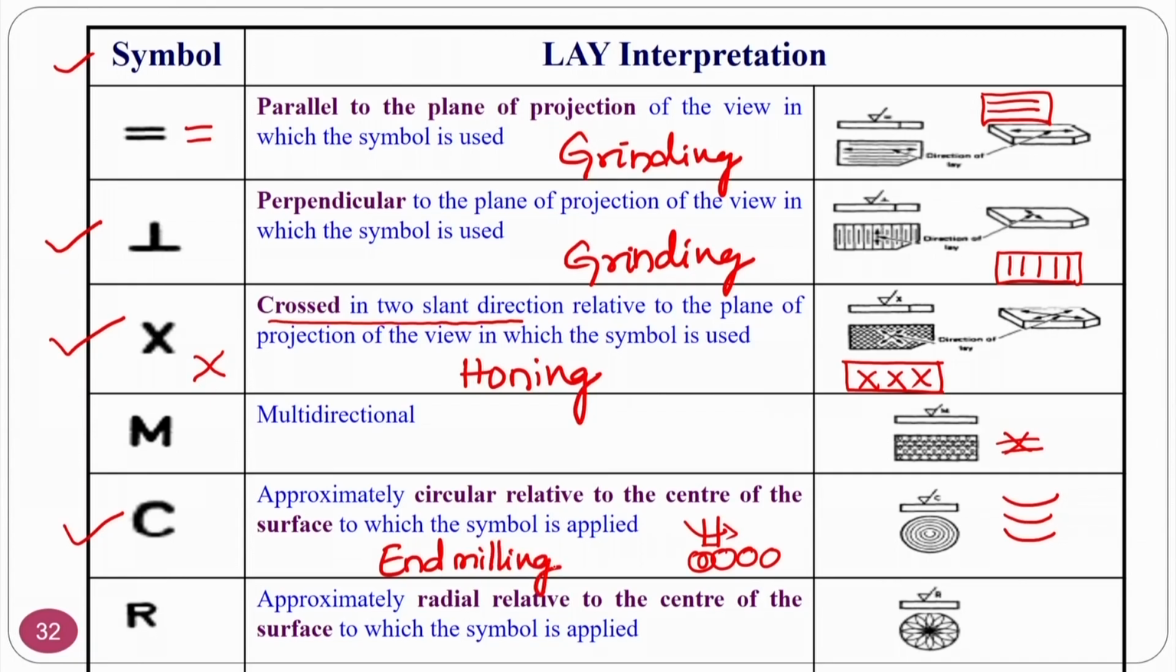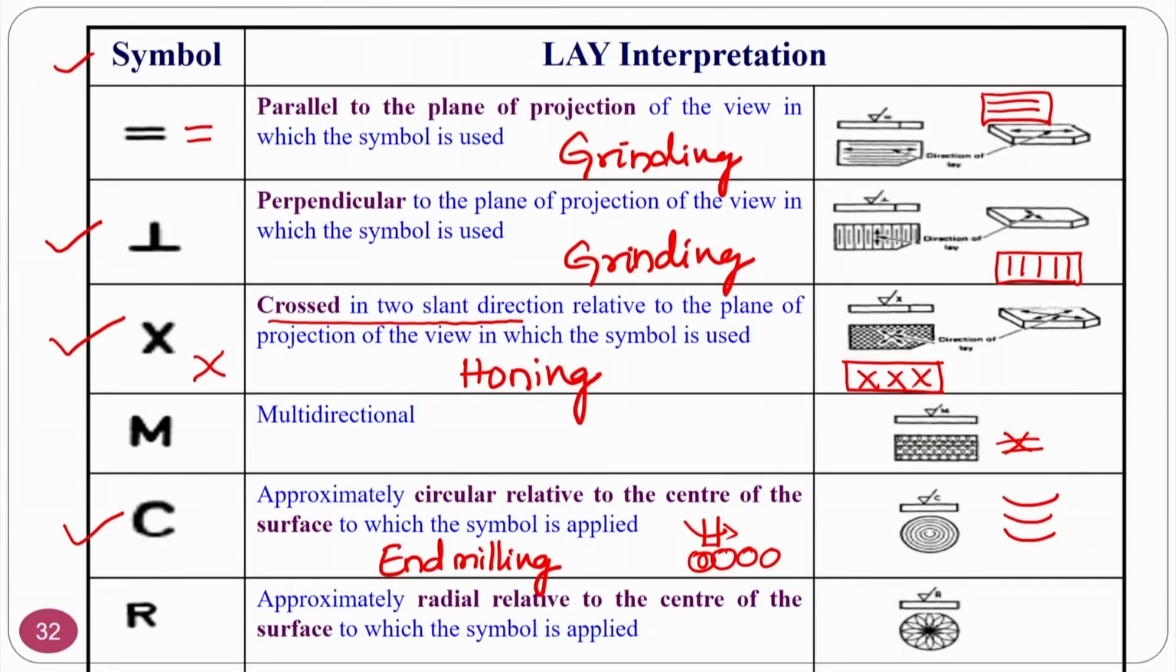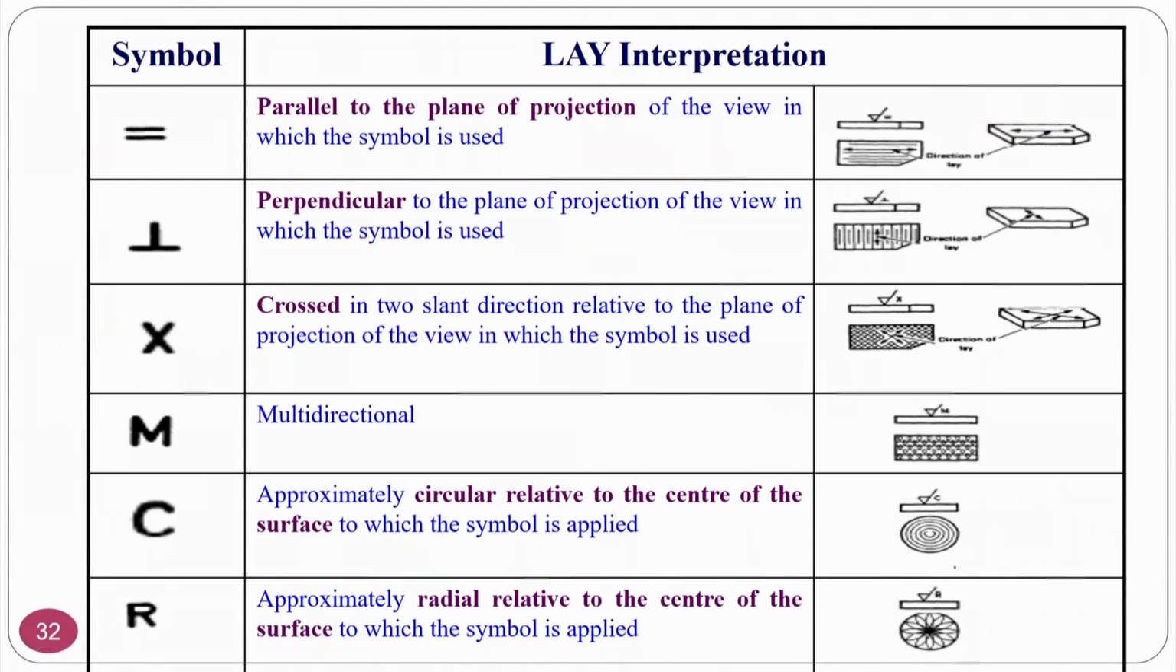Okay. So, that depends on your feed, how much it is moving. If it is too high, then you can clearly see a complete circle. If it is very low, in those circumstances, normally you will observe only a very small segment of a circle. So, R approximately radial relative to the center of the surface is represented by a symbol. Normally this is the type of symbol that represents, which refers to the lay shape being radial, which is represented by the symbol R.